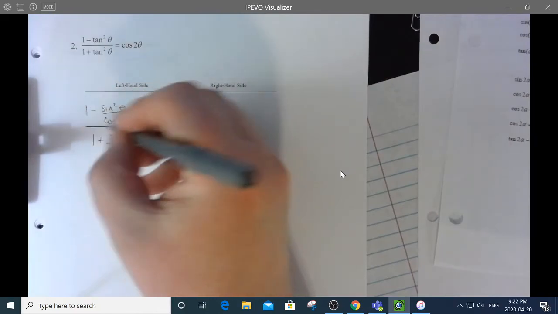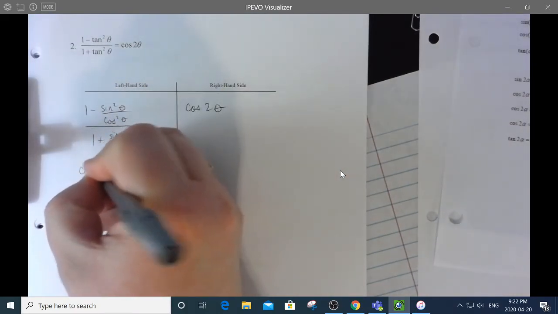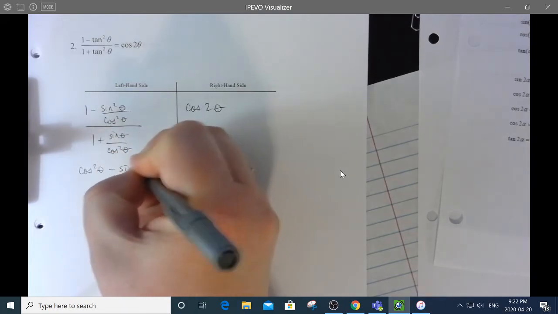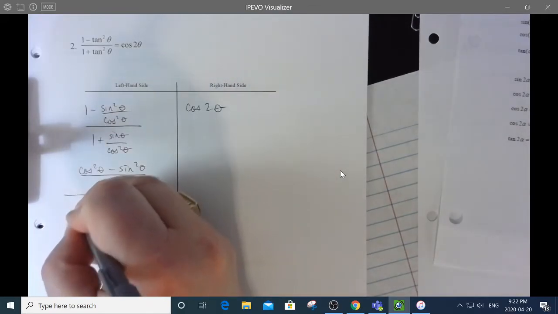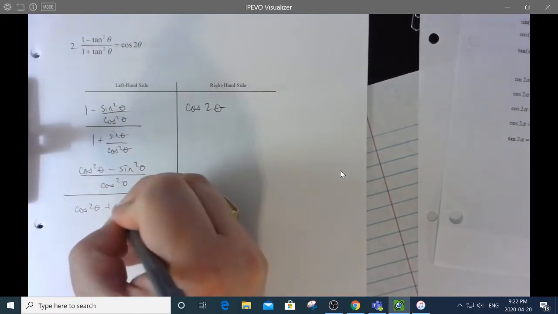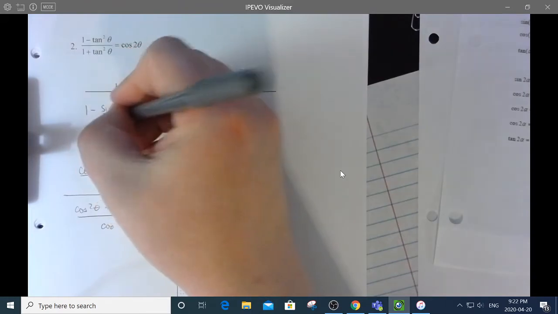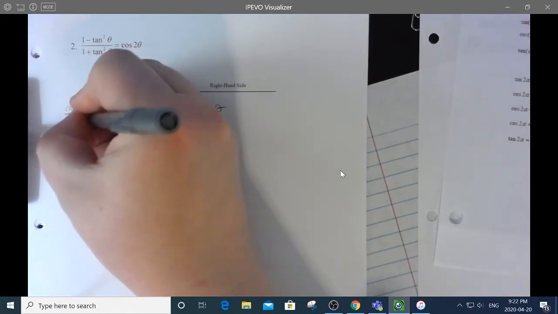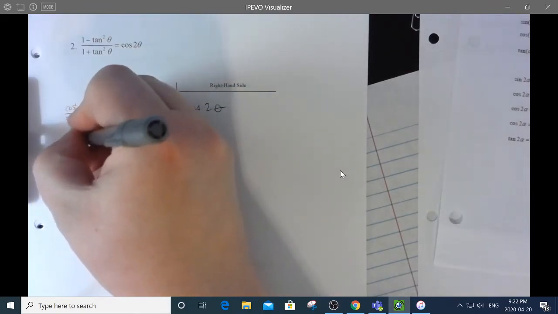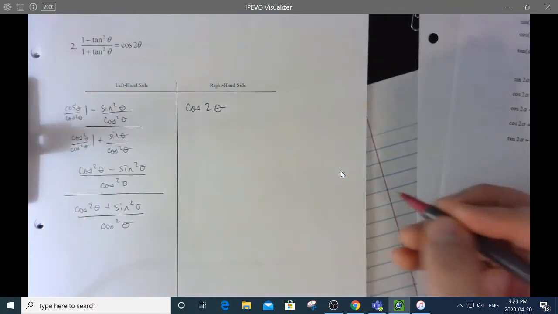How about, for starters, I simplify the numerator and denominator by changing this into cos squared theta minus sine squared theta all over cos squared theta, and cos squared theta plus sine squared theta all over cos squared theta. Now, does everybody get what I did here? I found a common denominator between 1 and cos squared theta, so I times this by cos squared theta over cos squared theta, and I did the same thing here. So now I have that.